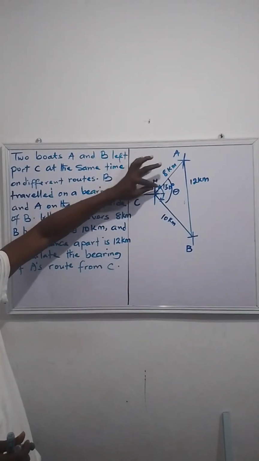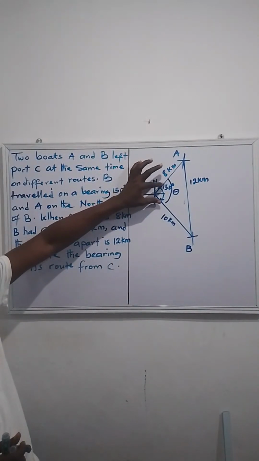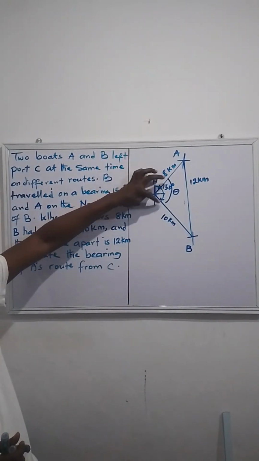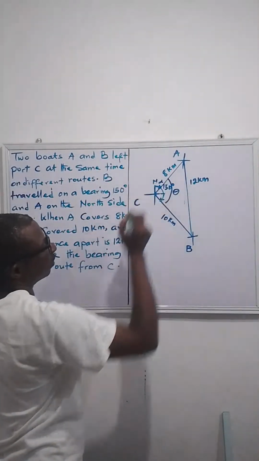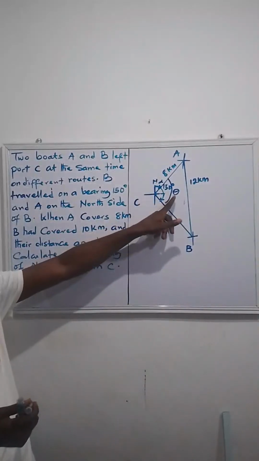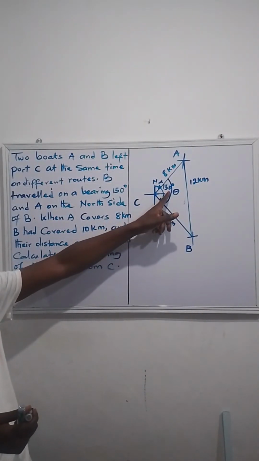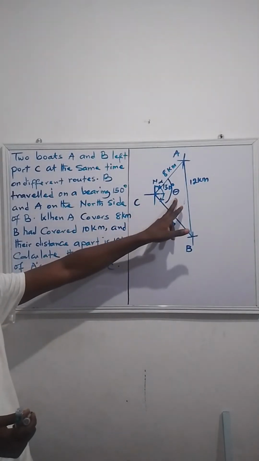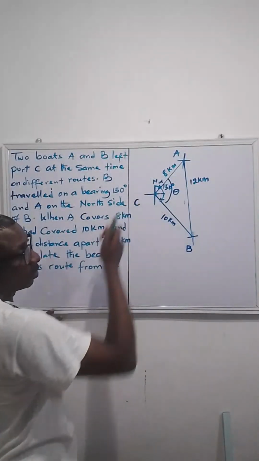Now this small angle here inside the triangle, we take it away from everything, so we are left with this small angle. We can call this one alpha. So alpha plus theta gives us 150 degrees. Now let's get angle theta. Angle theta is the same thing as this angle C.